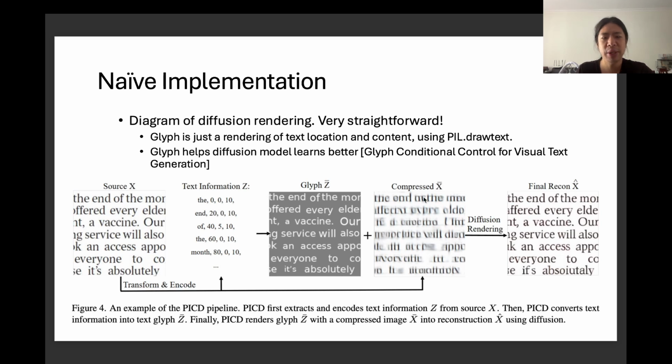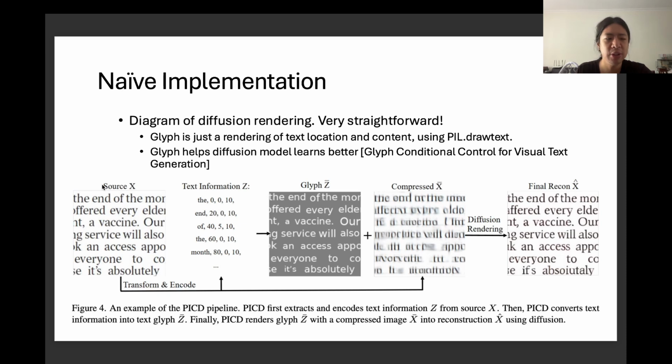So the diagram is very straightforward. So there's only one term that needs some explanation, namely graph. So graph is just a rendering of the text, location, and content, and it is produced just using a Python image library, PIL draw text. So this actually helps the diffusion to learn the rendering of text better, because there are papers saying that the diffusion model cannot render text very well, it can only deal with local information. So we need this way to actually guide the model to know the text.